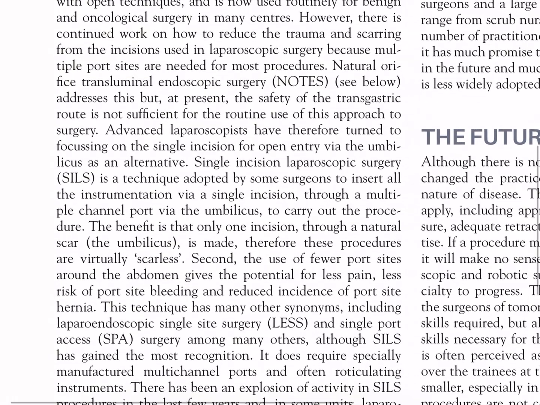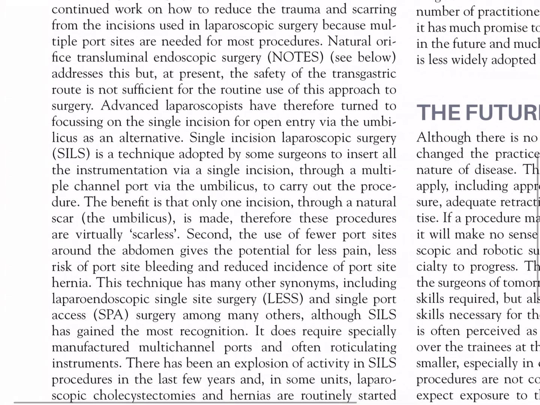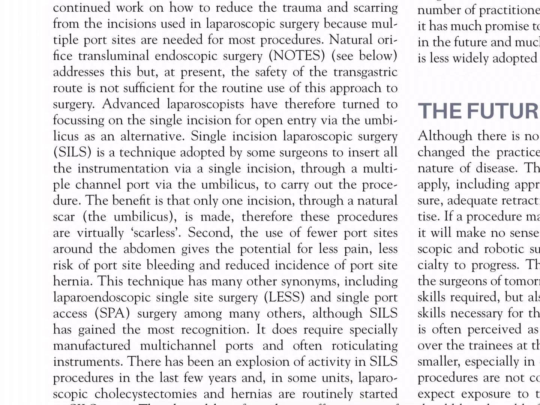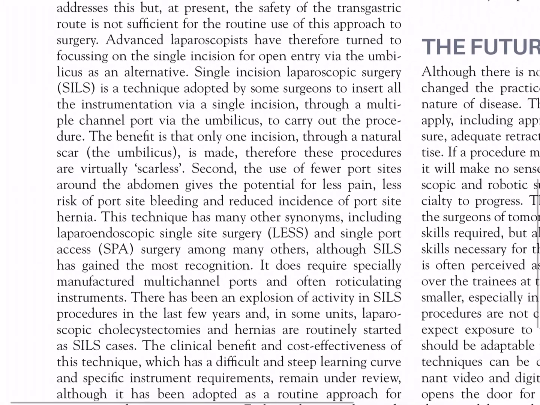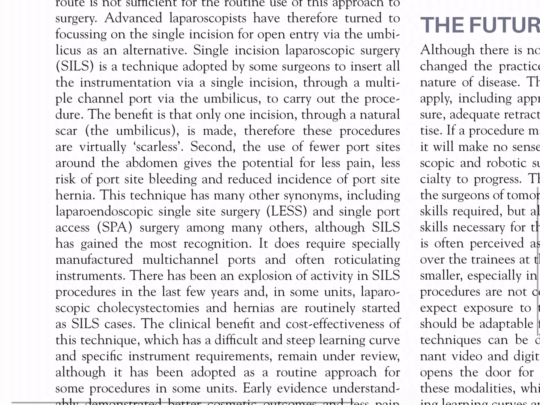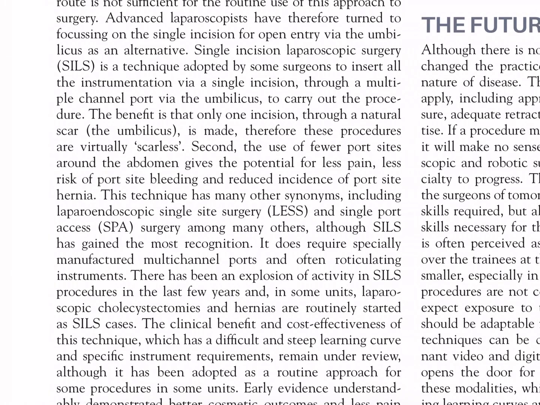Single incision laparoscopic surgery (SILS) is a technique adopted by some surgeons to insert all the instrumentation via a single incision through a multiple channel port via the umbilicus to carry out the procedure. The benefit is that only one incision through a natural scar, the umbilicus, is made, therefore these procedures are virtually scarless. Second, the use of fewer port sites around the abdomen gives the potential for less pain, less risk of port site bleeding, and reduced incidence of port site hernia.